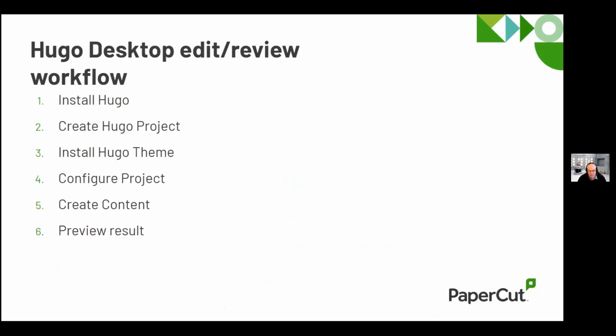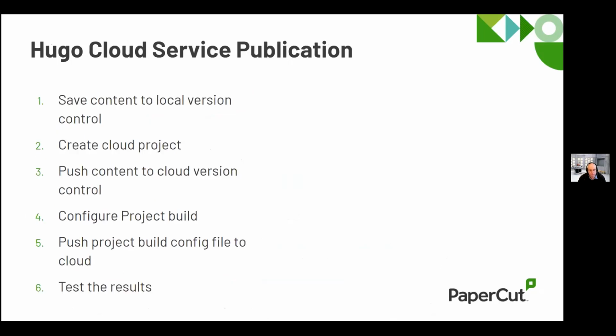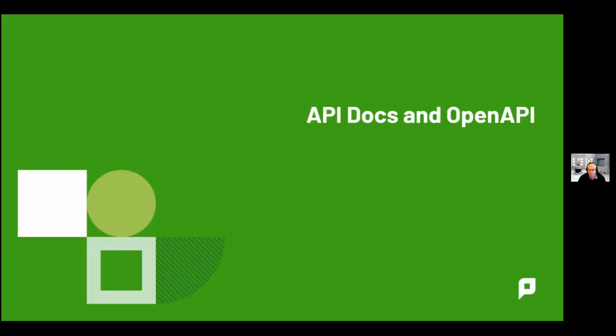And these are the steps that we went through: installing Hugo, creating a basic project, installing a theme. We'll talk a bit more about that later. Configuring the project, we won't have to go back to that, we've already done it. And then we're going to be creating new content this time, build on top of existing content, and be looking at previewing the results. So basically a subset of what we've already done. And then this is how we got stuff into the cloud. So these were the slides that you saw last month, if you were here.